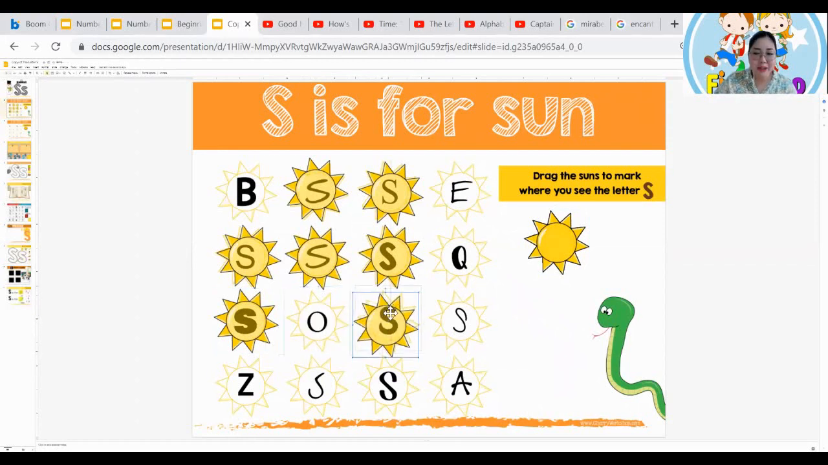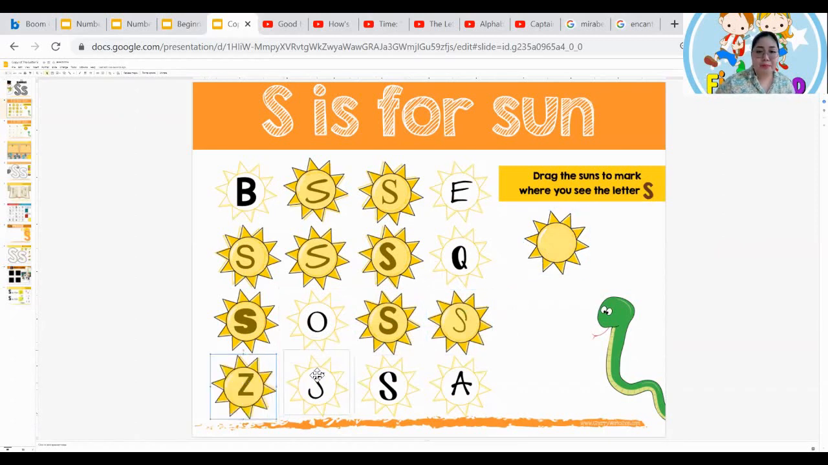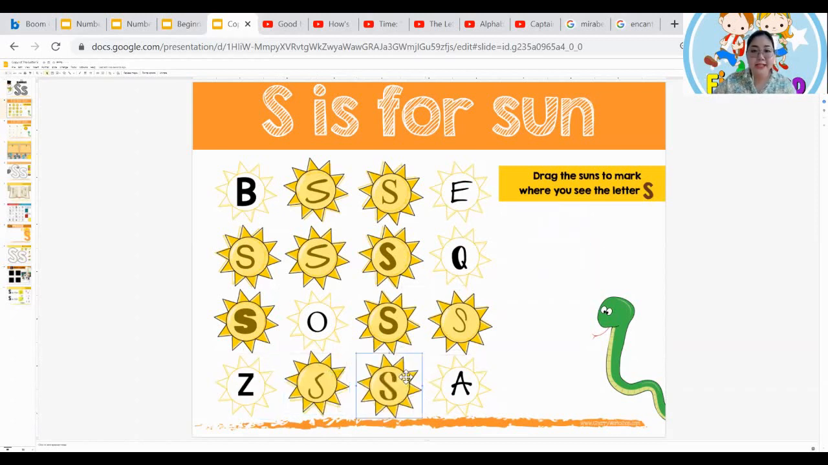This is the capital letter S. And we also have this one, the capital letter S. This is the capital letter S? No, it's the letter Z. This is the capital letter S. This the capital letter S. Yes. And last one, is it the capital letter S? No, it's the letter A. So let's count how many capital letter S. 1, 2, 3, 4, 5, 6, 7, 8, 9, 10. We have 10 capital letter S here.